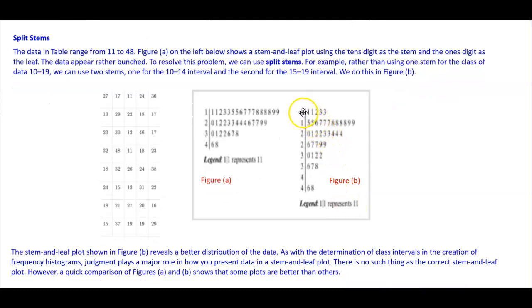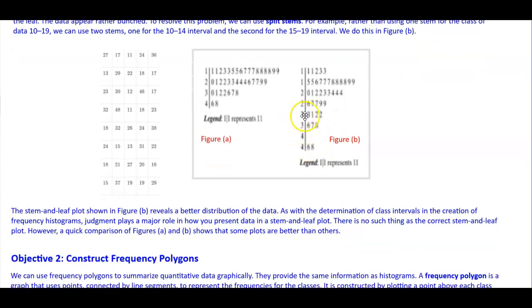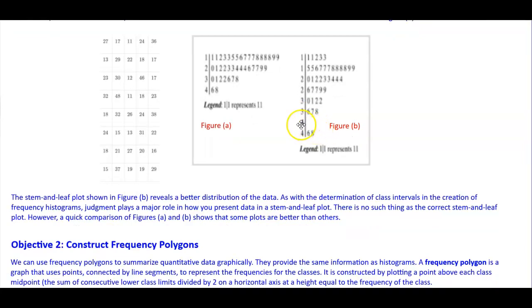So this represents 11, 11, 12, 13, and 14. And then this one goes from 15 all the way to 19. Same thing with this. This goes from 20 to 24. And this one goes from 26 to 29. This one goes from 30 to 32. And then from 36 to 38. And this one has the value of 4, and then 46 to 48.